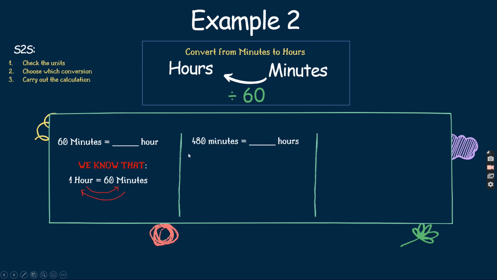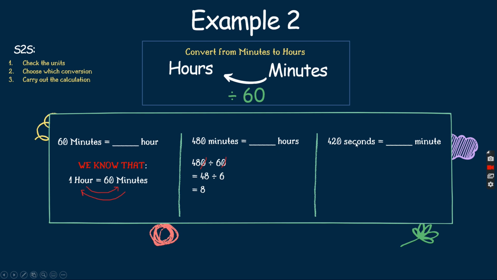Next, 480 minutes equals to how many hours? So just rewrite it as normal, and then we can see that there's 1 zero here, 1 zero here, and we know we can cancel them out. Then it goes down to 48 divided by 6, it gives us 8, so the answer is 8 hours.